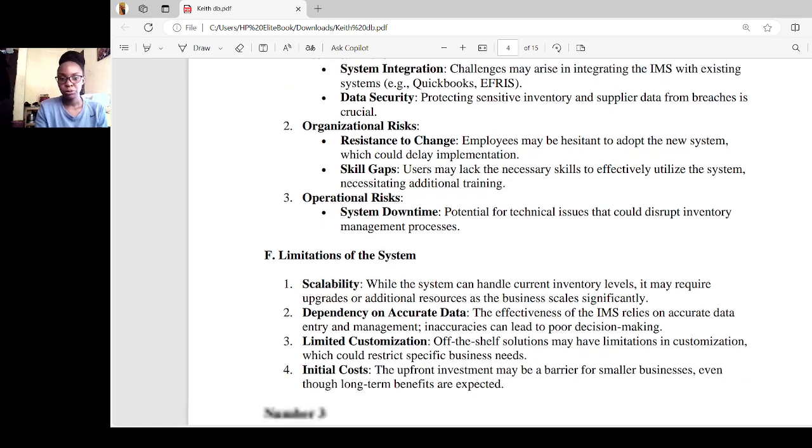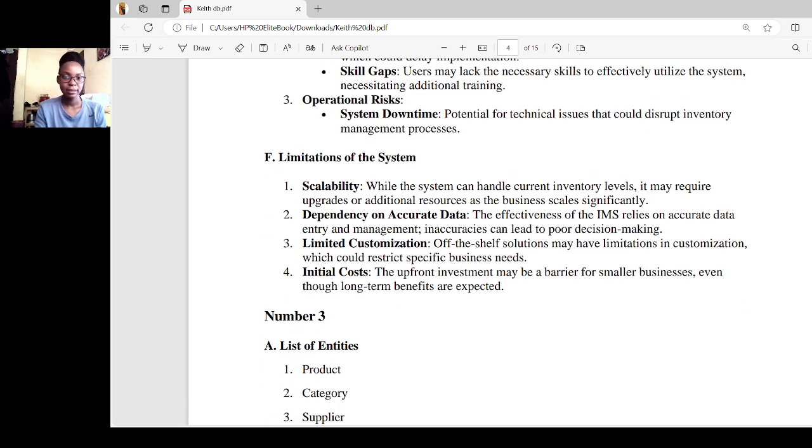Then we also go to limitations. Limitations of my project: one, we have dependency on accurate data. It has to be accurate, the data you enter into the system. And limited customization off the shelf, since I'm restricted to specific business needs. Initial costs, of course, we had talked about the costs, maybe in training and whatnot.